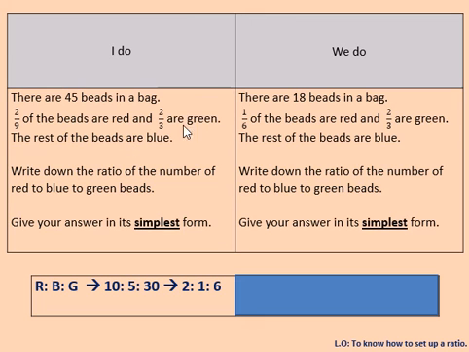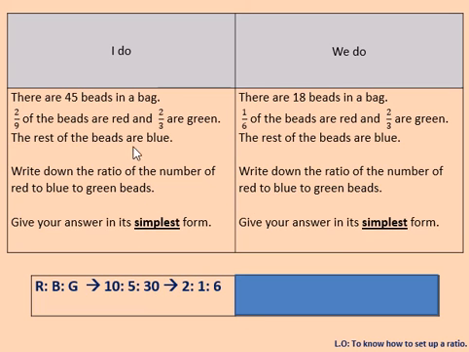Now let's work out how many are green. So 2/3 of 45 are green. 1/3 of 45 is 15. So 2/3 are going to be 2 times that, 30. Okay, so we've got the 10 and we've got the 30 sorted.